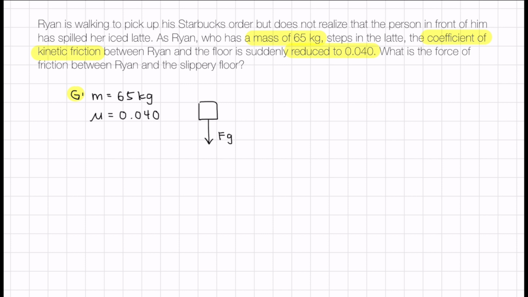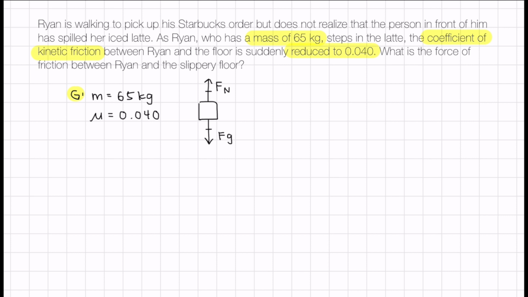And since Ryan is not accelerating vertically, then we know that there has to be a vertical force in the upward direction that opposes gravity. In this case, it would be normal force because Ryan is on the Earth and the Earth is a surface pressing back up on him. Now, because he's not accelerating vertically, you know that these two forces have to be equal in magnitude.